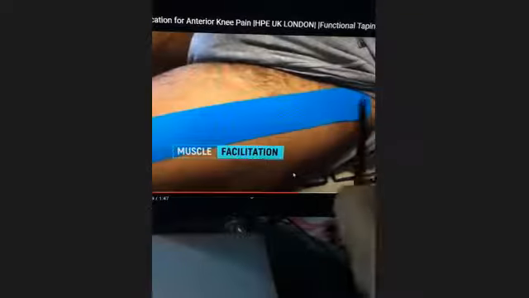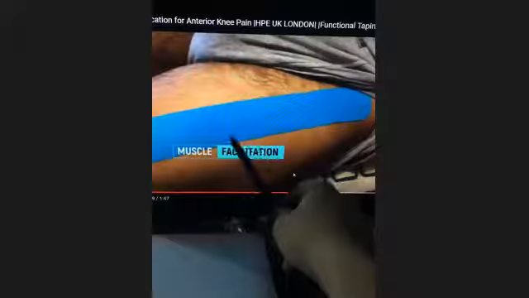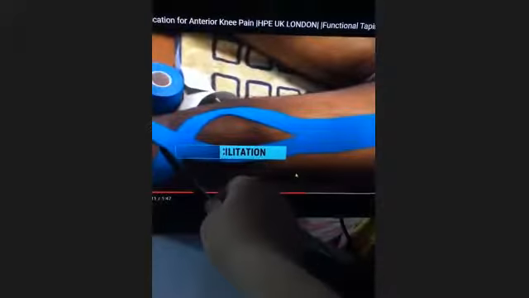So that is how the taping application will look. So base at the origin for muscle facilitation, maintaining with 15 to 35% stretch, come up to the musculotendinous junction, bifurcate the Y at the musculotendinous junction, support the patella from the medial side as well as the lateral side, and basically cross it above the tibial tuberosity on the patella tendon.